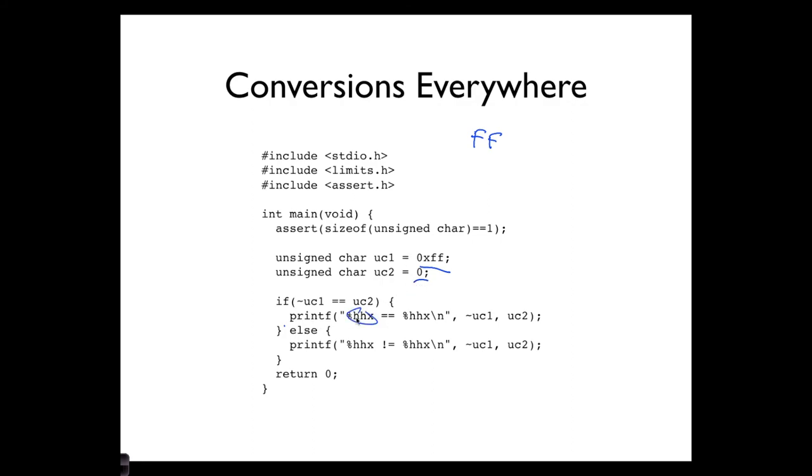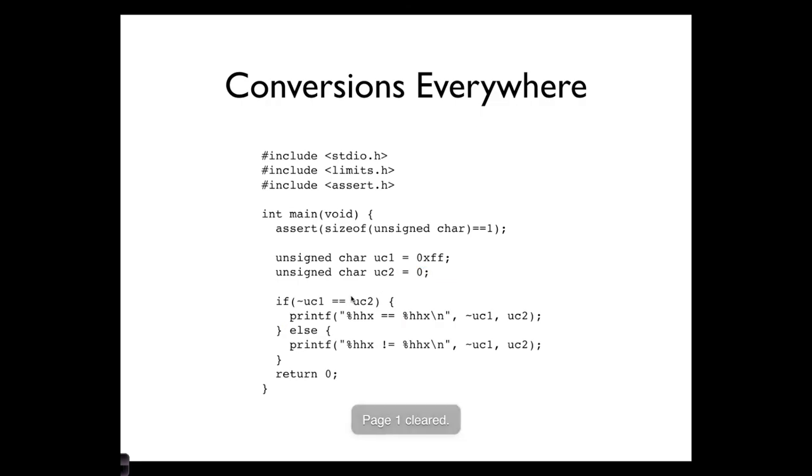By the way, this means print an unsigned character. What should it do? It should say equals or say not equals, if we do the complement of FF equals equals zero? Should it be true? Okay, let's try.